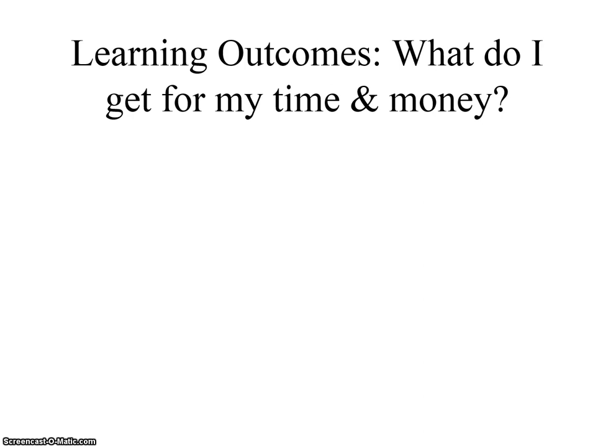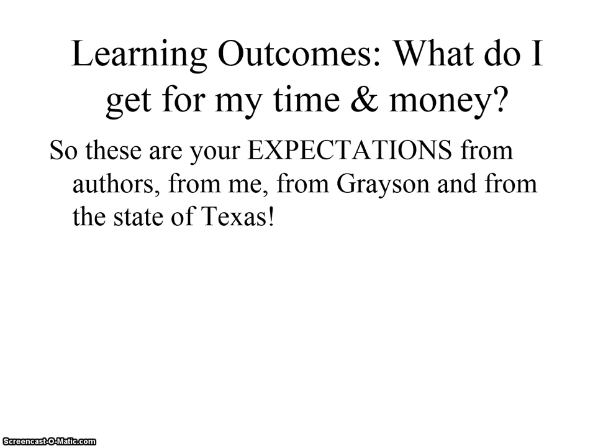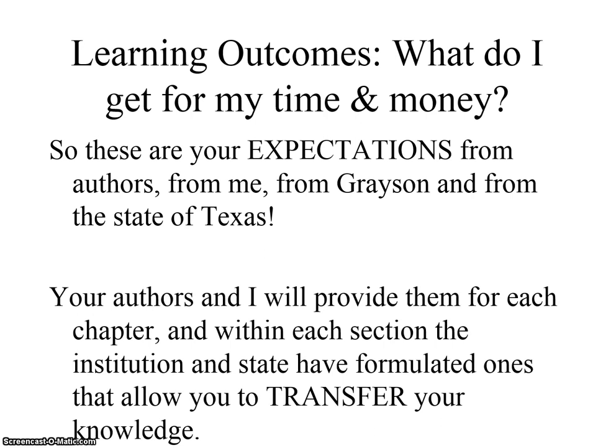Learning outcomes are in your syllabus for the whole course, and of course they're also part of each chapter and each section within each chapter of the book. These are the outcomes: what should I have gotten? We have learning outcomes provided by the people who wrote your book, supported by me. We have outcomes from the college and from the state of Texas that allow this course to be transferred. So bear in mind that you have things you're supposed to get out of this class in order to carry on and move to the next level.